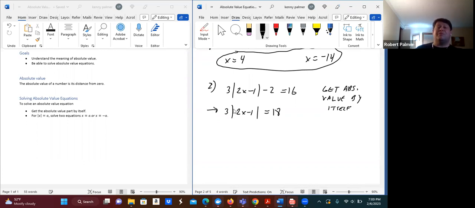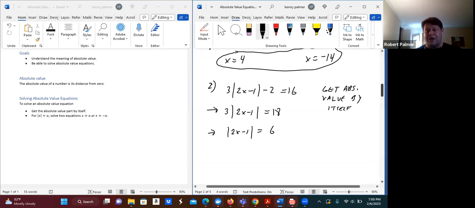Now, one thing to mention, you can't distribute over an absolute value. So you can't make this 3 times each one of those. That doesn't work. So don't distribute over an absolute value. What we can do then is divide both sides by 3. What we're left with is the absolute value of 2x minus 1 is equal to 6.